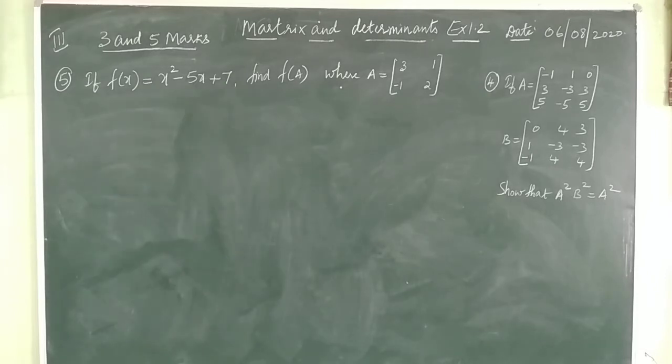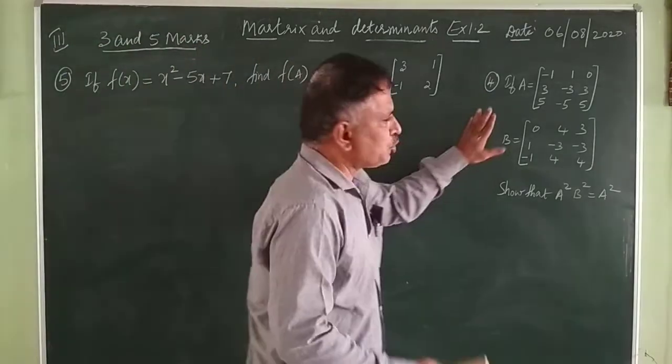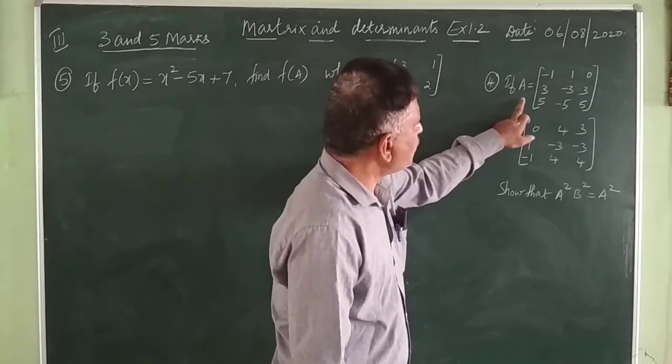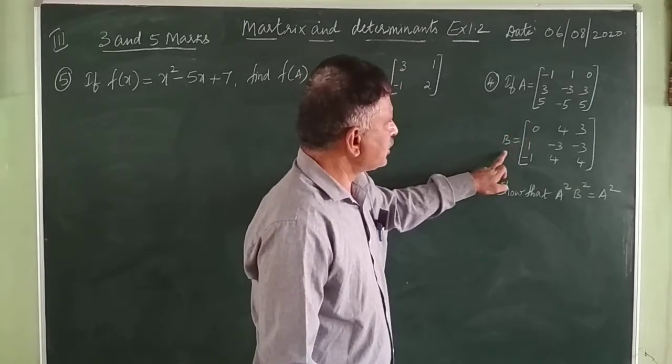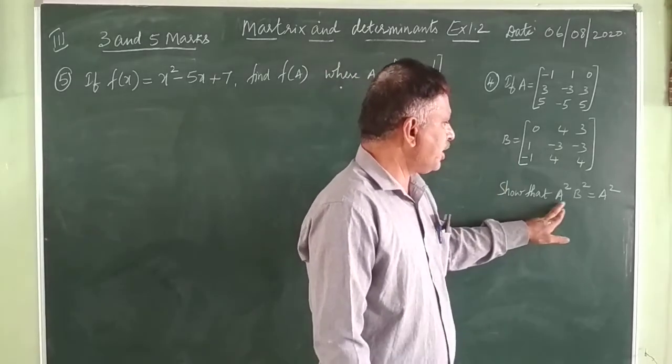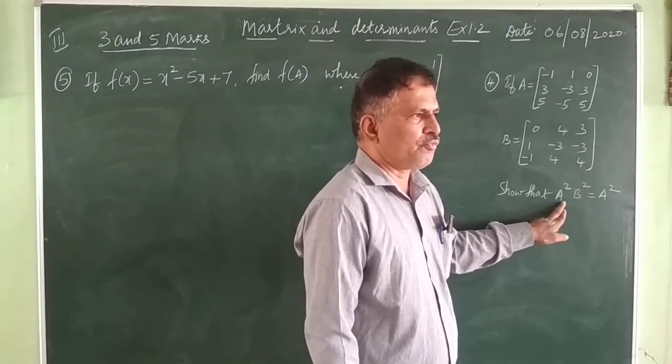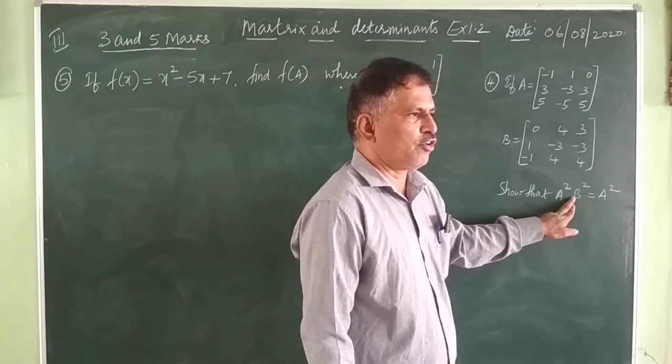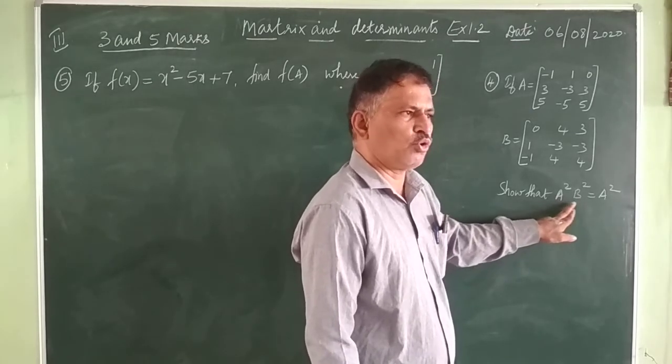Yes. For you, the fourth question I have given as homework. He has given a matrix of 3 cross 3, matrix A and matrix B of 3 cross 3. Then you are supposed to show that A square into B square. First you need to find out A square. Then you need to find out B square. Again you have to multiply those two.